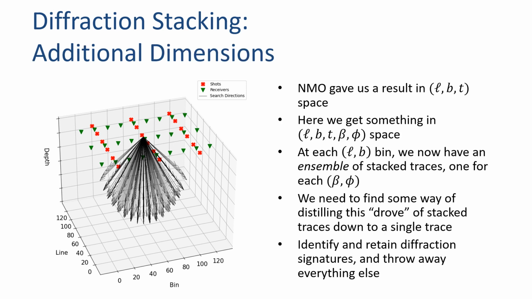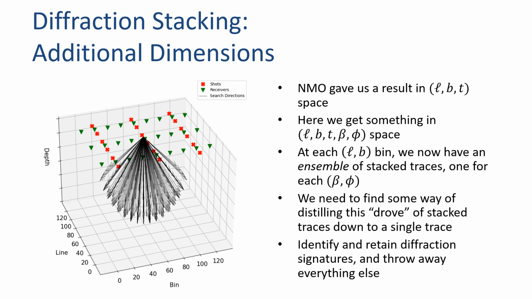Now, doing this changes the nature of the data volume in a big way. In NMO, stacking gives us one trace per bin, but here we get a whole ensemble of stack traces at each bin, one for each search path. So now the stack is going to have 5 dimensions. We've got the usual line, bin, and time dimensions, plus the tilt and azimuth of the search path. Well, 5-dimensional data isn't much use for interpretation. At some point, we're going to have to lose a couple of those dimensions.